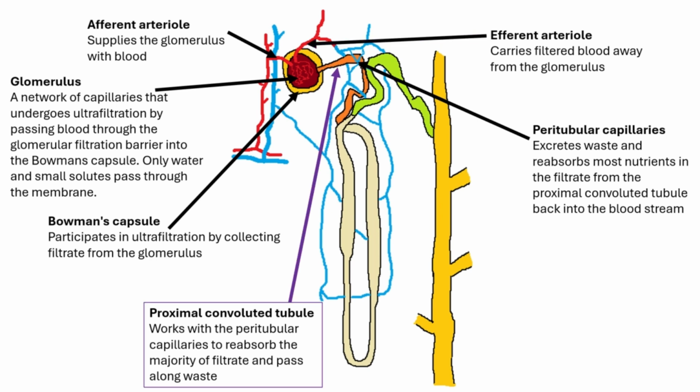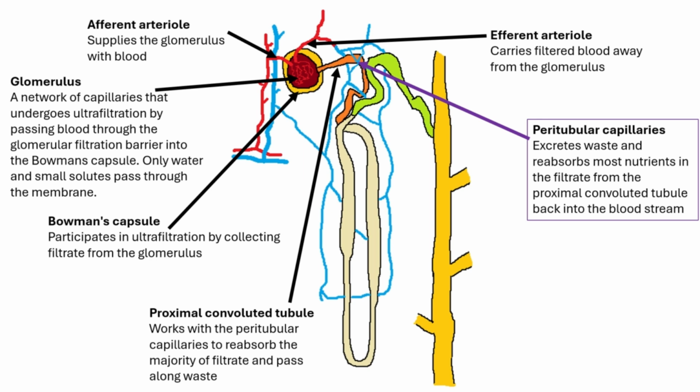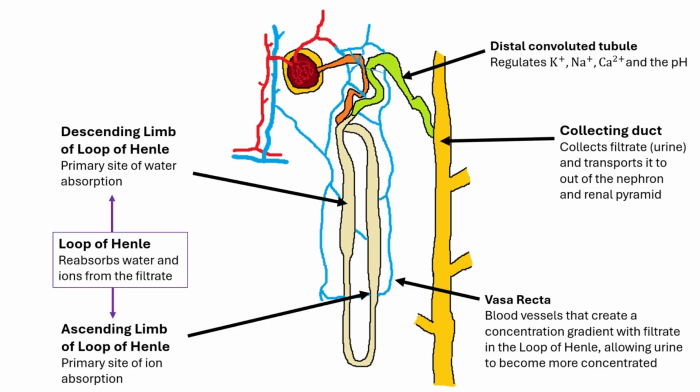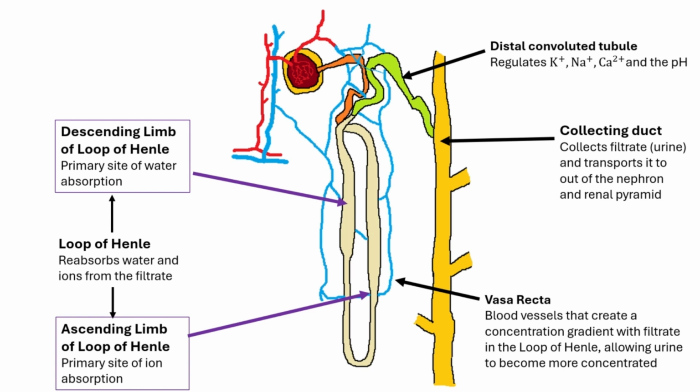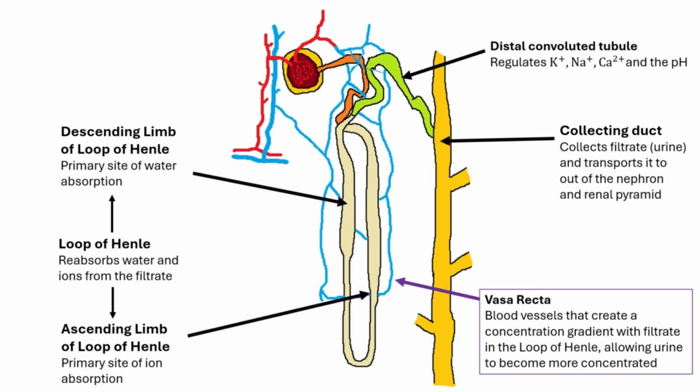Next, the filtrate travels down the proximal convoluted tubule, where the peritubular capillaries reabsorb nutrients in the filtrate back into the blood while excreting waste from the blood into the filtrate. Then the filtrate enters the loop of Henle, this U-shaped loop. The filtrate moves down through the descending limb of the loop of Henle, which mainly reabsorbs water from the filtrate. Then it will move up through the ascending limb, which primarily reabsorbs ions like sodium, potassium, and chlorine. The loop of Henle can reabsorb water and ions through blood vessels called vasa recta. These blood vessels slowly carry blood along the loop of Henle, creating a concentration gradient that helps concentrate the urine by reabsorbing water and ions.